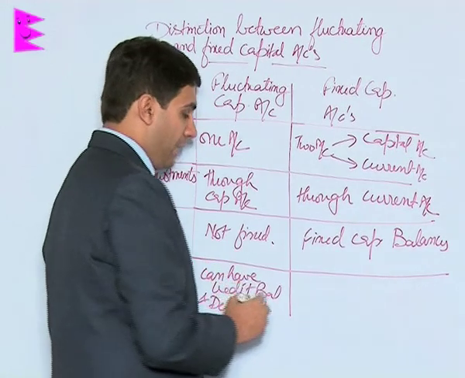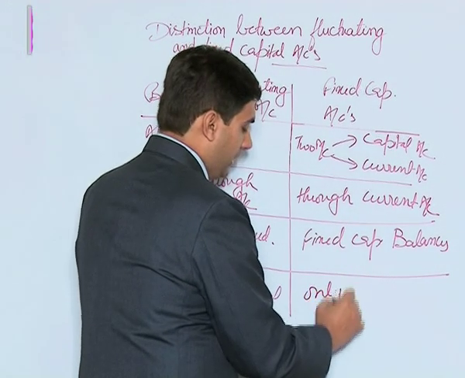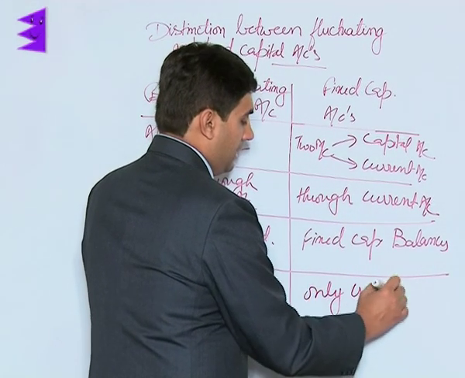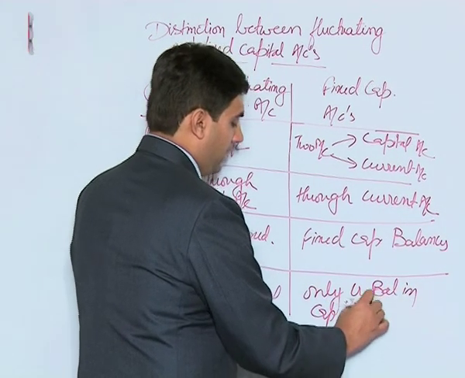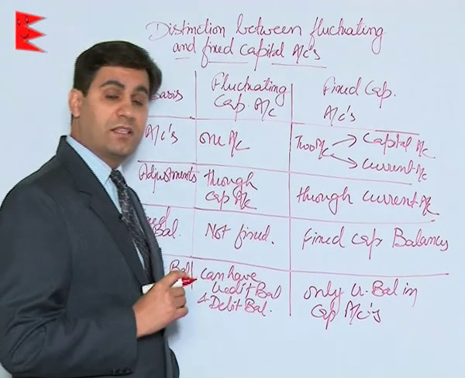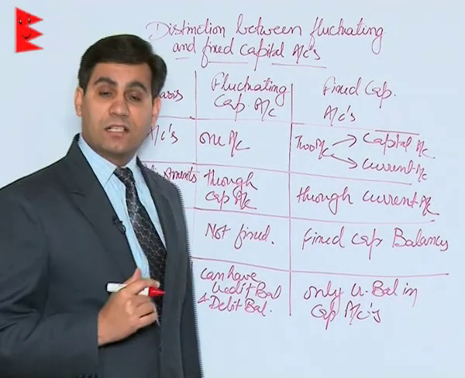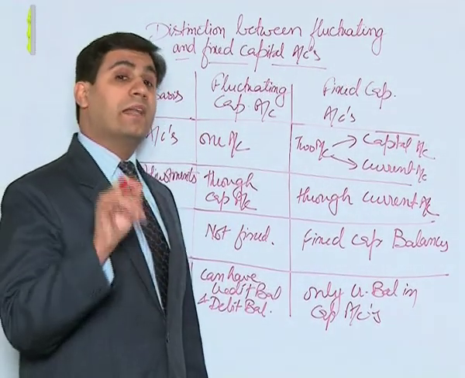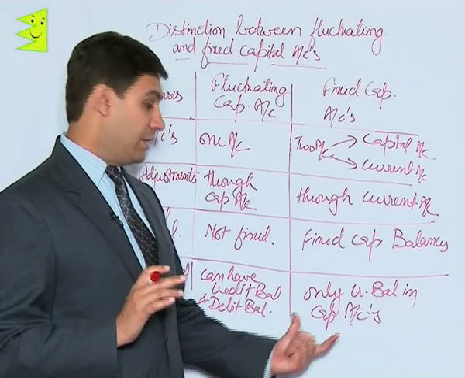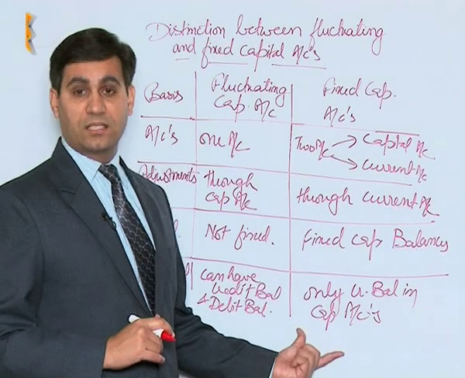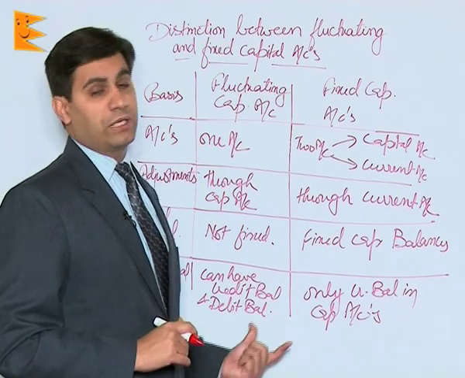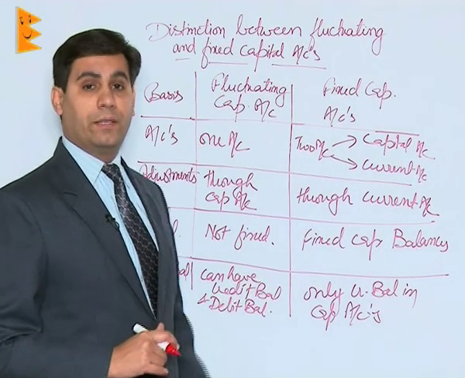Whereas in case of fixed capital account, it is only credit balance in capital accounts. In capital accounts, you will have only the credit balances since all the other entries are transferred to current accounts. So current account might have debit balances, but as far as capital accounts are concerned, they will always show credit balances. Whereas in case of fluctuating, you can have either credit or debit balances.